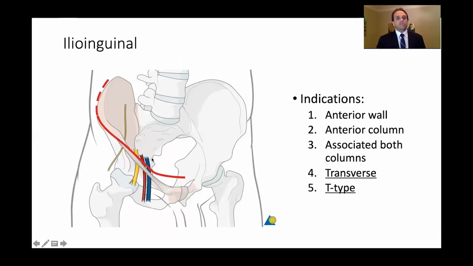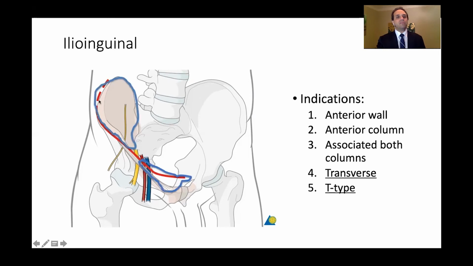This is the incision usually. This is where the lacuna vasorum is, and this is where the lacuna musculorum is, and this is the lateral cutaneous nerve of the thigh. And we use this approach, the ilioinguinal, for anterior wall fractures, anterior column fractures, associated both columns. It's one of the essential approaches. In transverse fractures, sometimes we need to use it. And in T-type, we need it for the anterior component of the fracture.